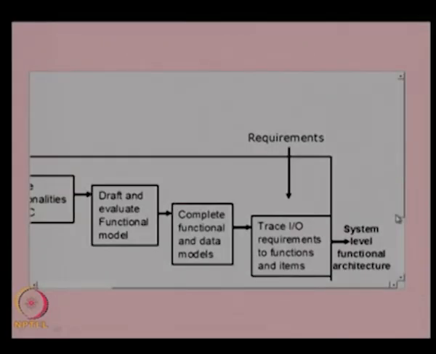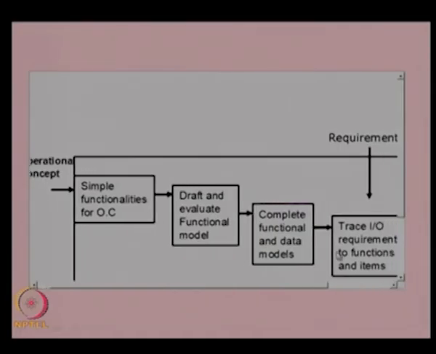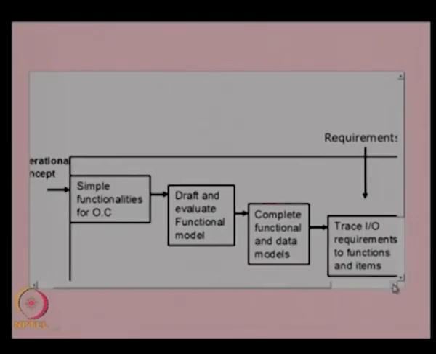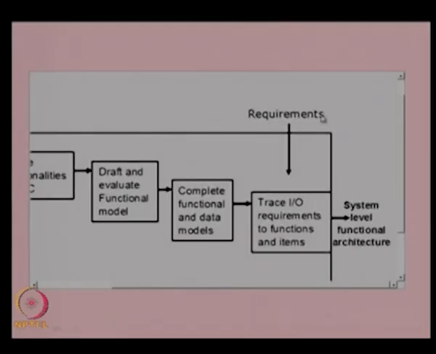So, here this is basically explained with more clarity. As you can see here, this is the operational concept input and the requirements input over here. So, these are the two inputs, and then you have the simple functionalities for operational concept, draft and evaluate functional model, then complete functional and data models, and trace input output requirements. And once you do all these, you will actually get the functional architecture or the functional structure of the system, which will basically tell you the top level function as well as the sub functions, which provide all the functionalities needed in the system, and which will satisfy the requirements as per the customer demands.